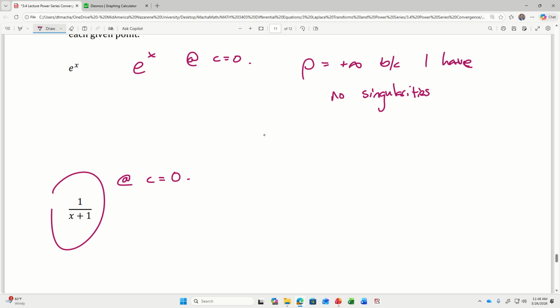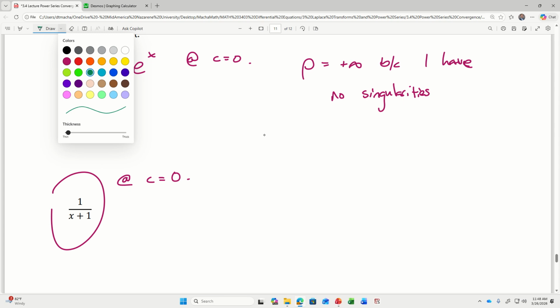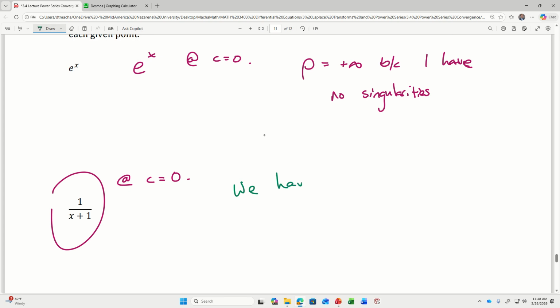Would there be one at x is negative 1? Yes. We have a singularity at x equals -1, right? Because 1 divided by -1 plus 1 is 1 divided by 0, and this is not defined.